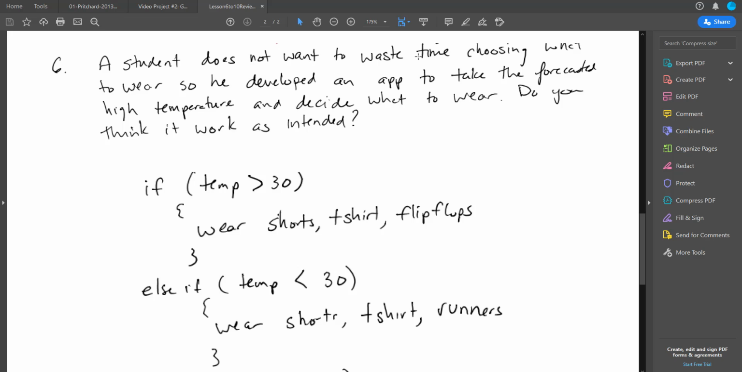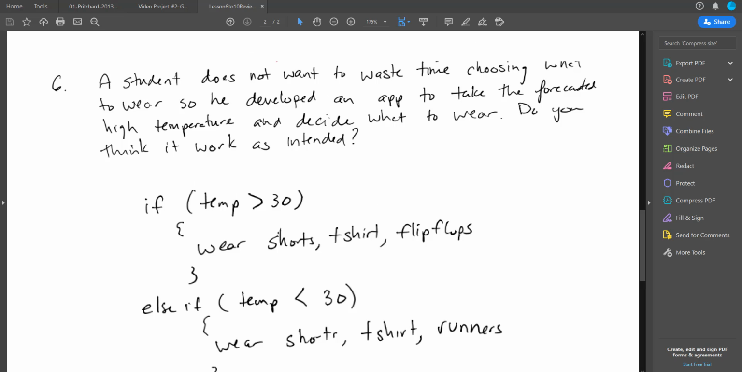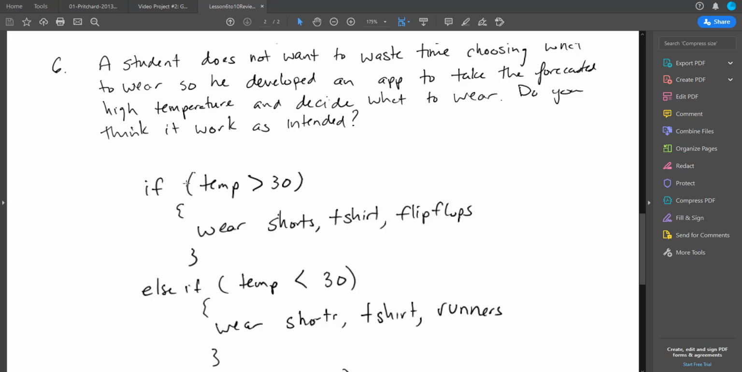A student does not want to waste time choosing what to wear, so they developed an app to take the forecasted high temperature and decide what to wear. That sounds very practical. Do you think it would work as intended? So we've got here, if the temperature is greater than 30, wear shorts, t-shirts, and flip-flops. Yeah, seems like that makes sense.